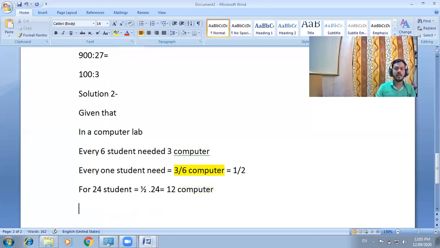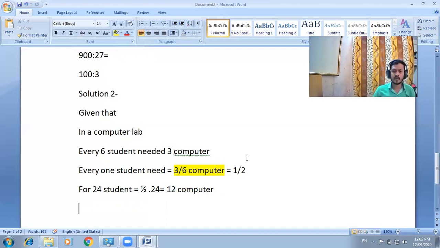Okay, reply me, how many computers are needed for 24 students? Means we simply multiply. Firstly, we can find out the number of computers for every student. Then we multiply for the required 24 students. So it is our answer.